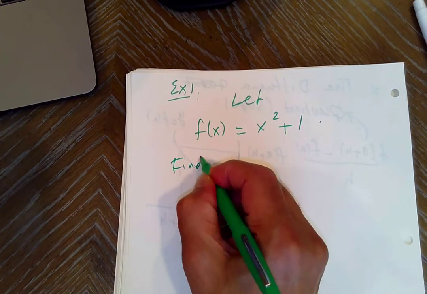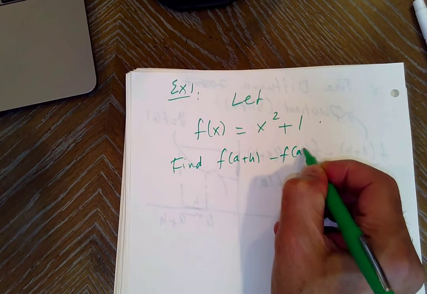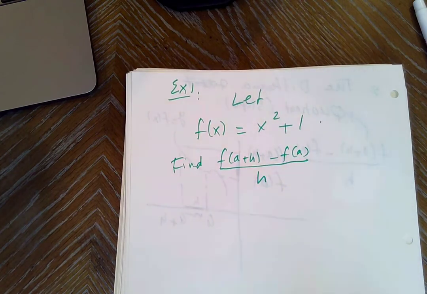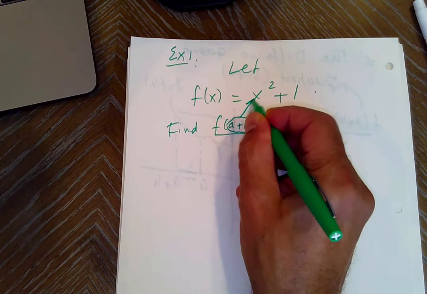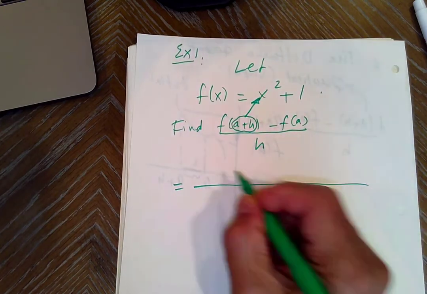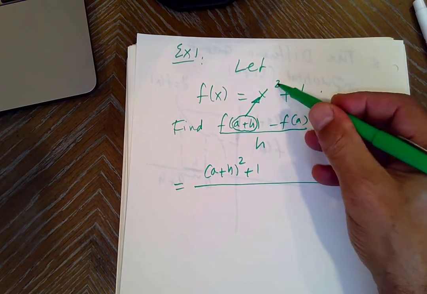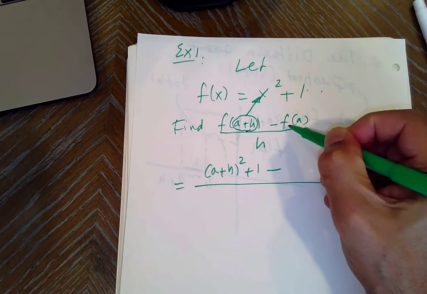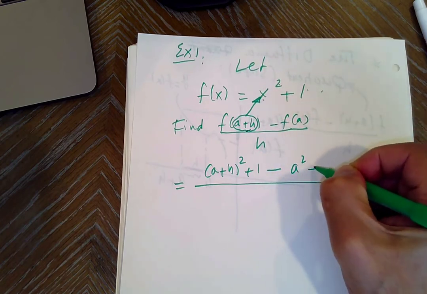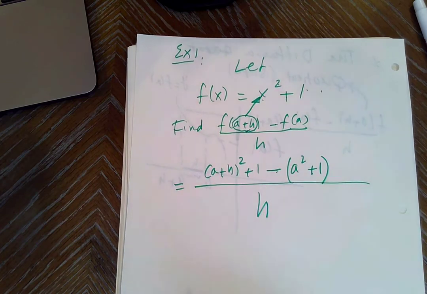If you're planning on getting to calc, you really need to understand this, among other things. Find the difference quotient, f of a plus h minus f of a over h. Well, if you start with this, you're going to plug a plus h in there. So you're going to get (a plus h) squared plus 1. That takes care of f of a plus h. Minus f of a is a squared plus 1, but because you have a negative, it has to be in parentheses, all over h.